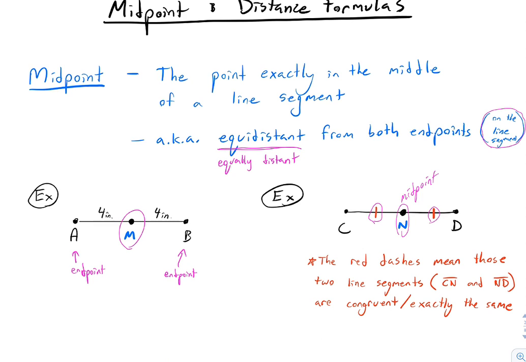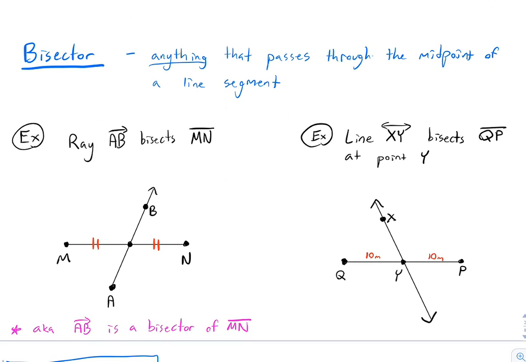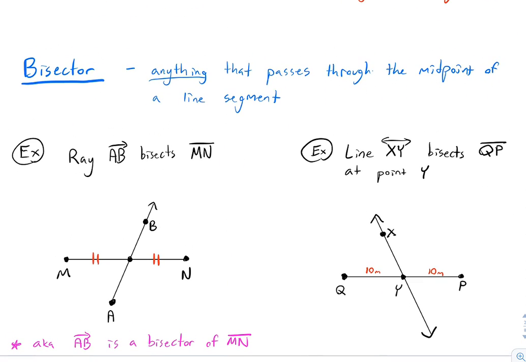We haven't solved anything using it, but that's either with numbers showing it's in the middle or with dashes showing that left and right are congruent. Now, a bisector is anything that goes through that midpoint. So anything that cuts it in half, say I have a line segment that's 8 long, anything that cuts it into a 4 and a 4, bisector.